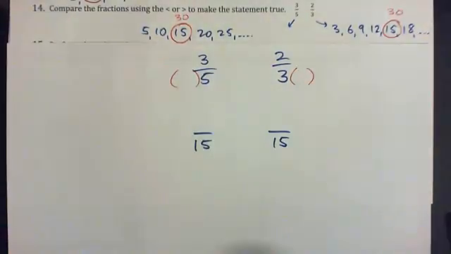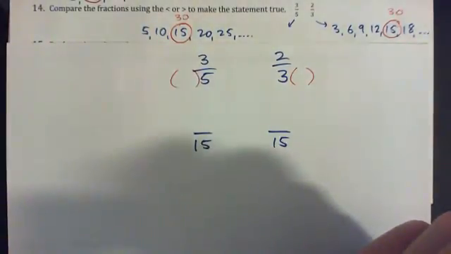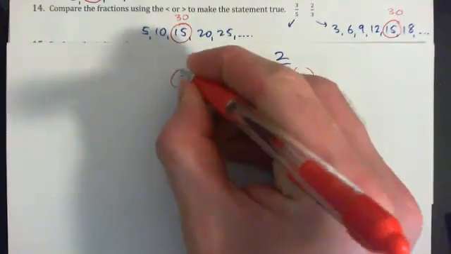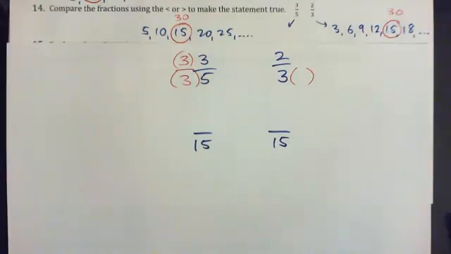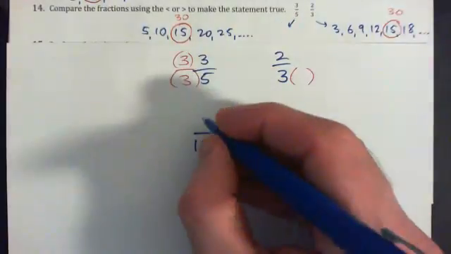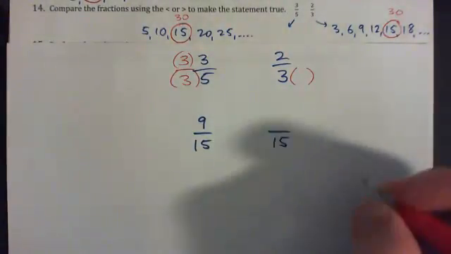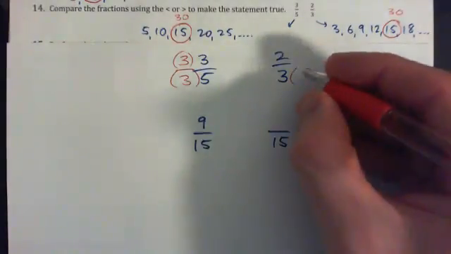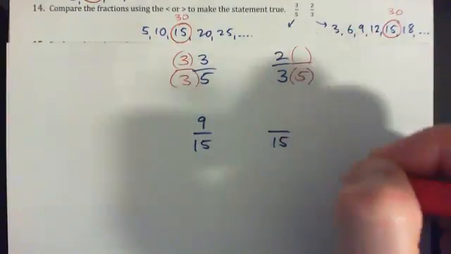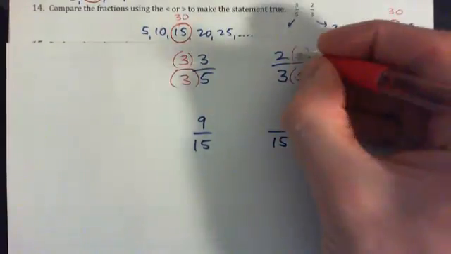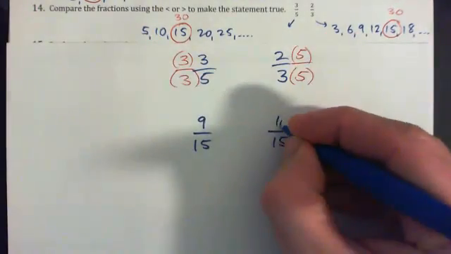Okay. What times 5 gives 15? 3 times 5 gives 15, right? And if you multiply the bottom by 3, you must multiply the top by 3. So you get 3 times 3 is 9, 3 times 5, 15, right? How about this one? 3 times what gives 15? 3 times 5, right? And if you multiply the bottom by 5, you must also multiply the top by 5. So 2 times 5 is 10.